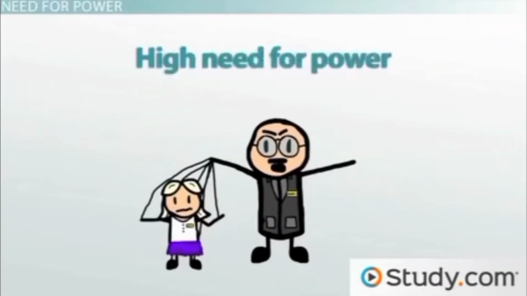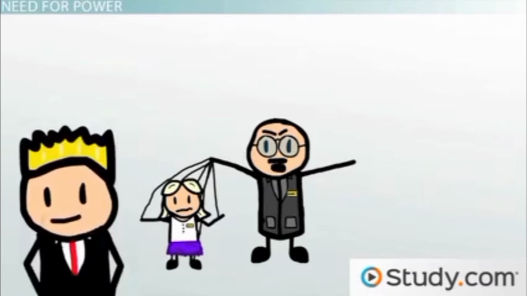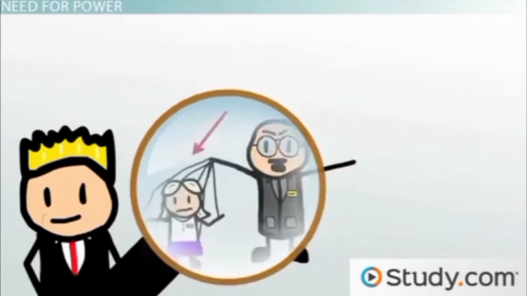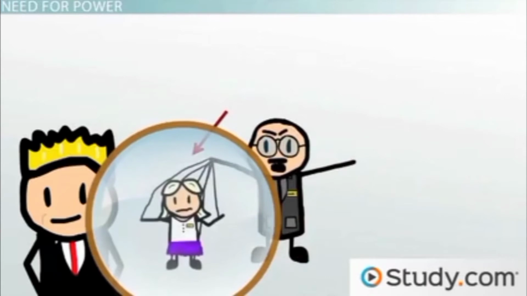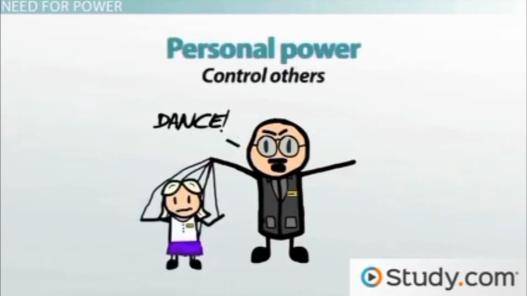Those with a high need for power seek agreement and compliance. Approval and recognition are not of their concern. Managers of power seekers should provide them with an opportunity to manage others. However, they must pay special attention to the type of power seeker they are. Power seekers who are after personal power have a strong desire to control others or cause them to behave in a way that is consistent with the power seeker's wishes.